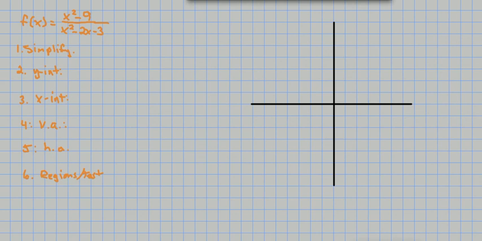Alright, let's look at one that's maybe a little bit more involved than the previous ones. So let's walk our way through this one again. First step was simplify. Now this one does have a little bit that we can work with. So x squared minus 9 is going to be a difference of squares problem. So that's going to factor into x plus 3, x minus 3.